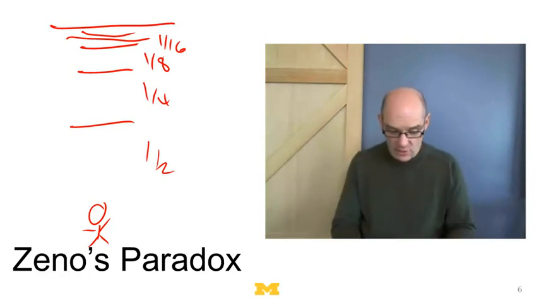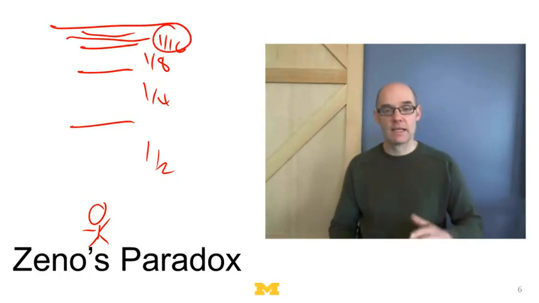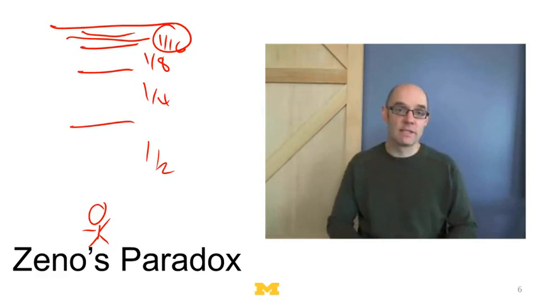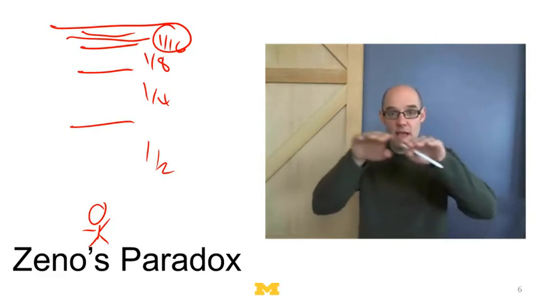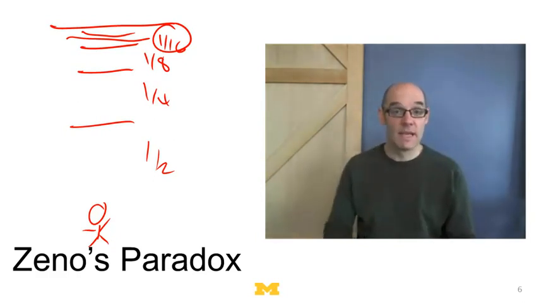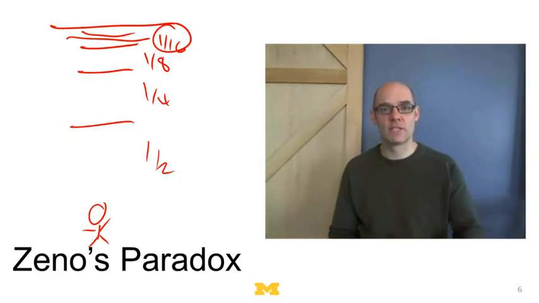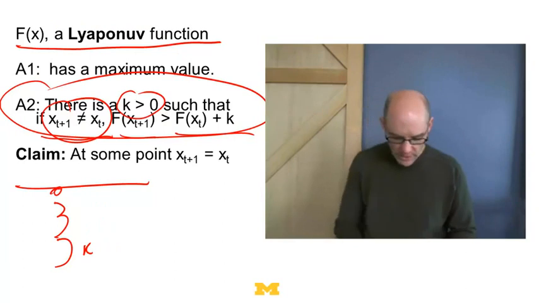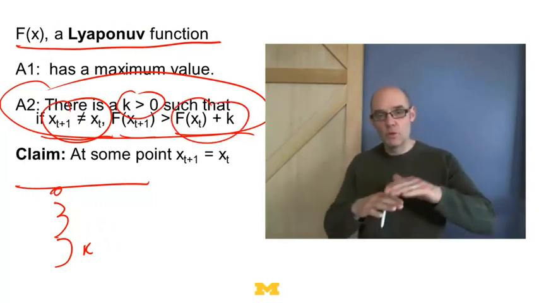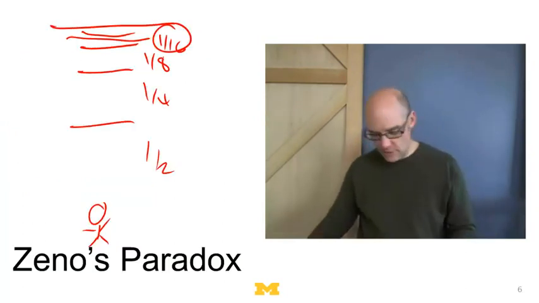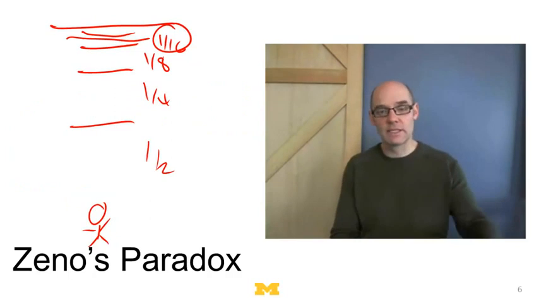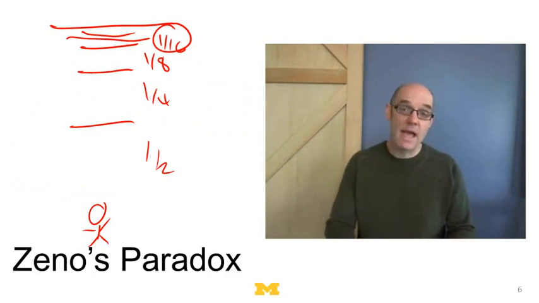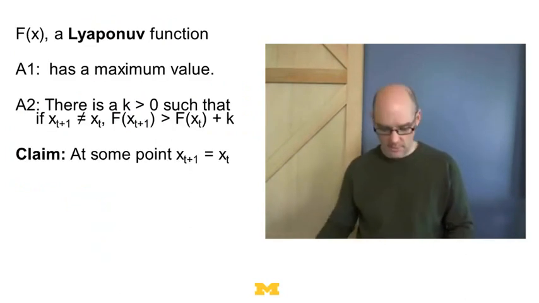But if instead I assume that each step has to be at least 1/16th, then after 16 steps I'm going to be out of the room. Zeno's Paradox is that you can keep making steps halfway and never actually exit. The way we get around that is we make the formal assumption that there's some k such that if you move, you go up by at least k. In this case, 1/16th. Then in 16 steps you're out of the room, and since you can't leave the room, that's a max, so the process has to stop.